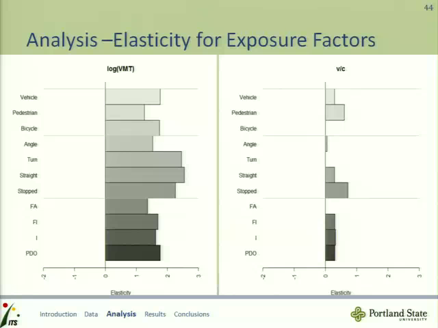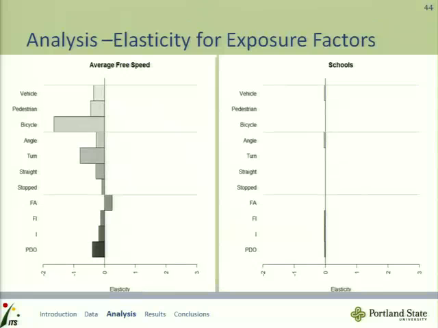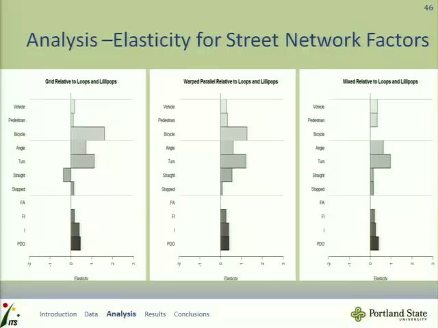So now looking at elasticity instead of by model type, by factor. As you can see, the VMT had the strongest elasticity across all of the different groupings. V over C showed some. Average free speed had the surprising negative elasticity. Schools, almost no effect. The different street network factors relative to loops and lollipops, we see bike and angle and turn having a little bit more of an issue as you start getting to the grid. As you go down to the warped parallel, those are still significant, but as you get to the mixed, not so much.